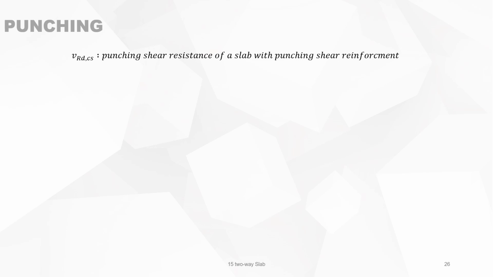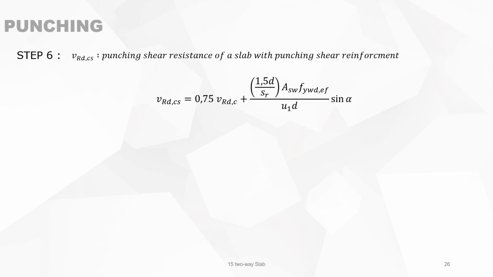The punching shear resistance of a slab with punching shear reinforcement is given in step 6, and it's given by this formula. You will notice immediately that there is a component only proportional to the resistance of the concrete only, and there's a component which is given by the punching shear reinforcement. This is an important difference with shear force in beams. Then this component will be 0 for beams.